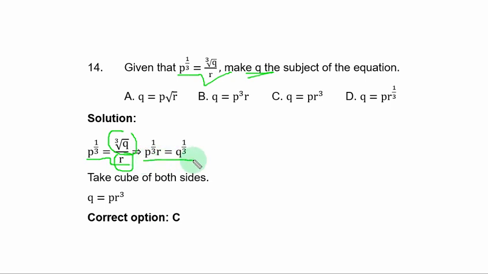Now we need q. To get q, meanwhile the power is cube root, you have to take the cube of both sides. If you take the cube of the left hand side, you have p to the power of 1 over 3 times 3. That is cube. Now that gives p, and r becomes power of 3. That is r cube. You take the cube of this, only q is remaining. So you have q equal to p r cube. P r cube. C is the correct option.